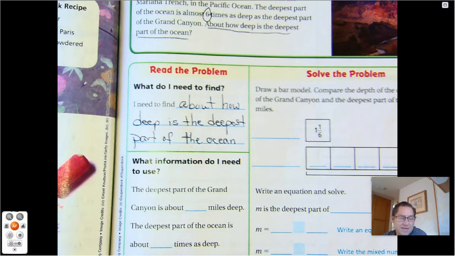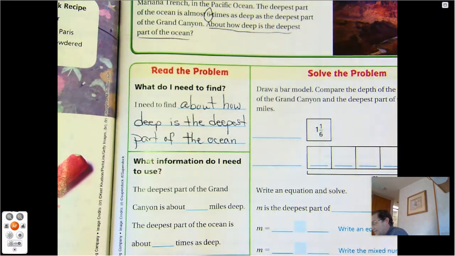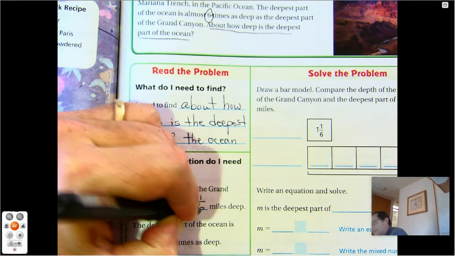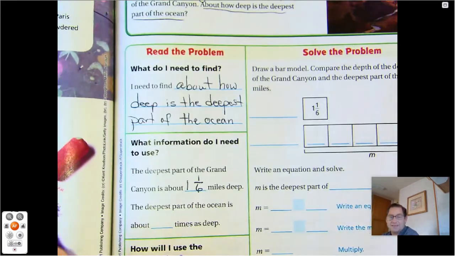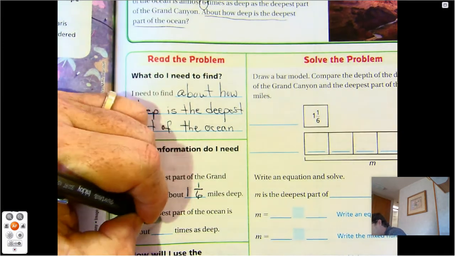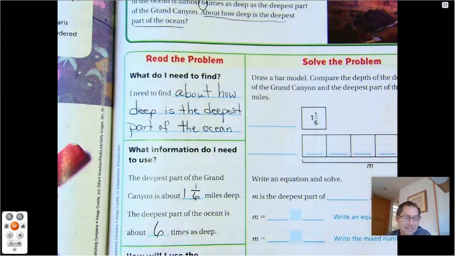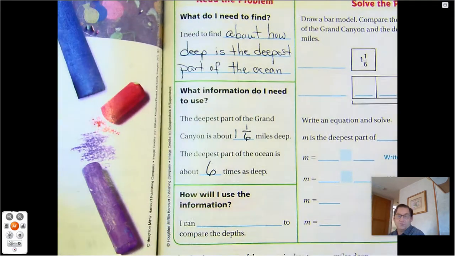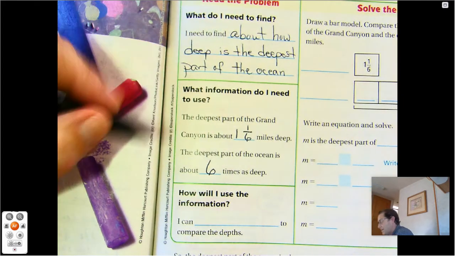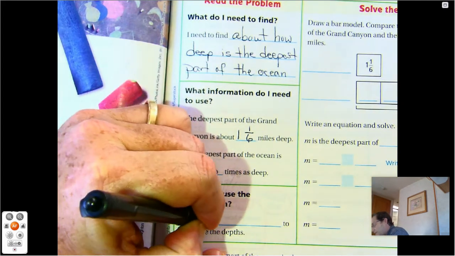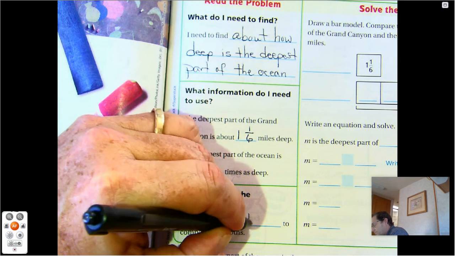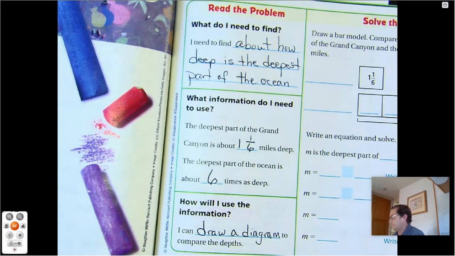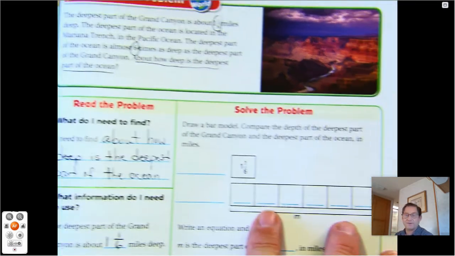What information do I need to use? I need to know that the deepest part of the Grand Canyon is about 1 1/6 miles deep, and the deepest part of the ocean is about 6 times as deep. So which strategy will I use to solve this problem? Well, I can draw a diagram to compare the depths. And so we see the diagram here in the solve the problem.